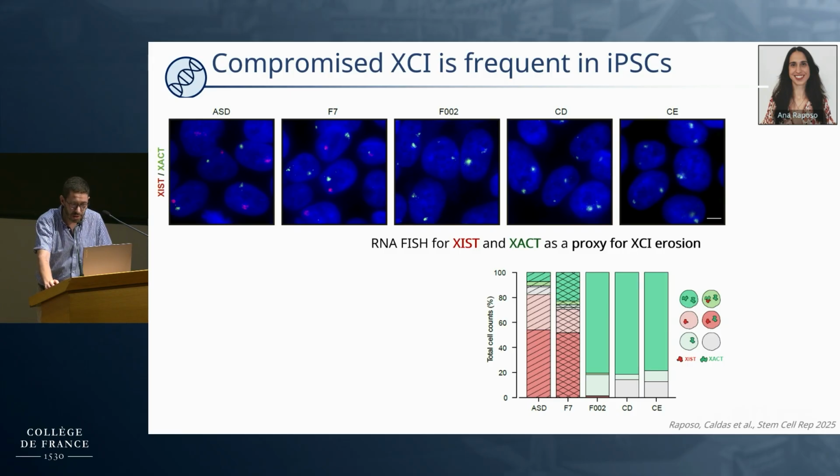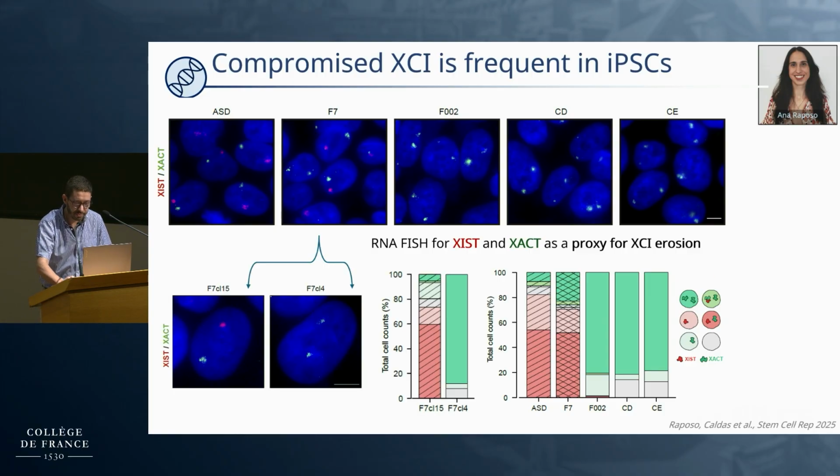We started this work by performing RNA FISH for XIST and XACT on a set of available female iPS lines that we had in the lab. We found a line that was basically normal, while three other lines were completely eroded, F002, CD, and CE. We also had a line that was a mix of normal and eroded cells, and in this line we subcloned to get stable clones, some normal and others eroded.